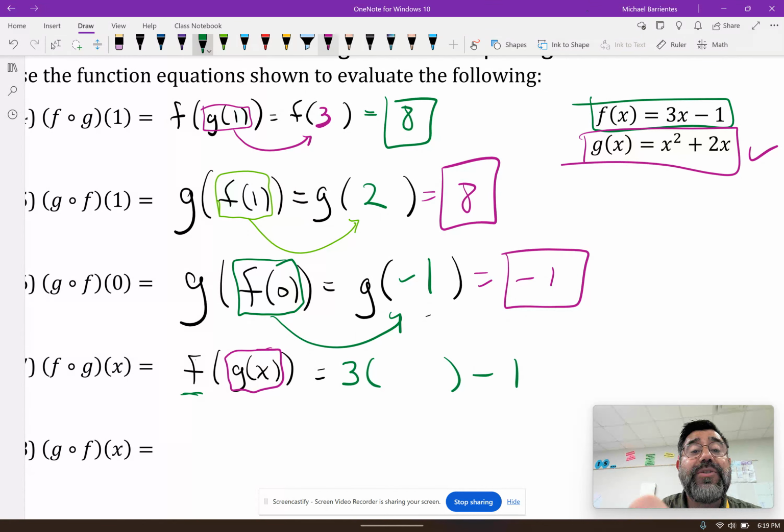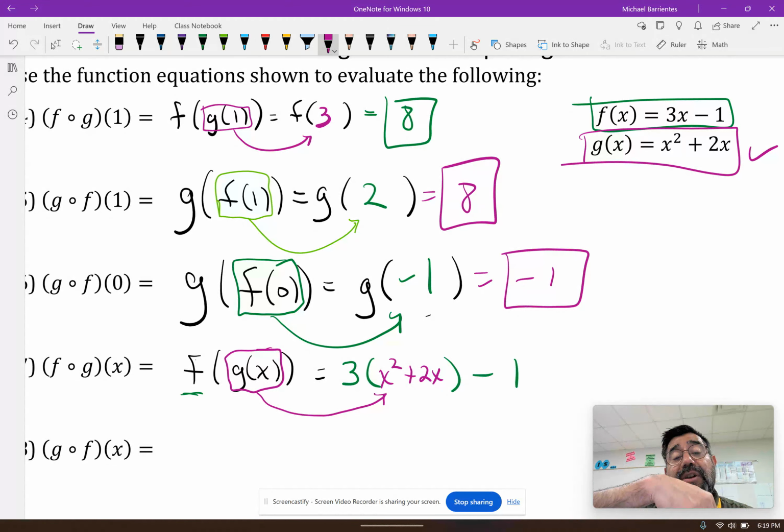But what we're about to do is substitute the whole g function rule inside of the parentheses. So the g function rule says take your input squared plus 2x. So my input squared plus 2x, this is now the composed function. I put one function inside of the other, and now I created my composition function.